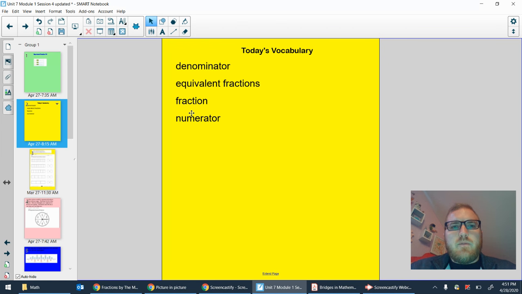Some of our vocabulary words that we want to make sure that we know as fourth graders: denominator. Remember, that's the bottom number on a fraction. Then the other one I'm going to jump down to right here is the numerator. That would be our top number on a fraction. And then just even the idea of a fraction. A fraction is when you have a part of something. And once again, those parts are divided into equal sections.